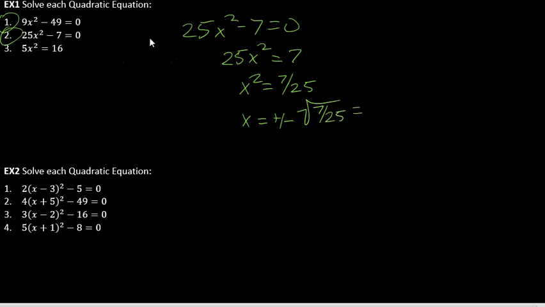Use the quotient law of radicals. We have plus or minus the square root of 7 over the square root of 25. Square root of 7 can't be simplified any further, so that stays square root of 7. Square root of 25, however, is going to be 5. So our answer would be plus or minus square root of 7 over 5, or we would say that x1 equals the square root of 7 over 5. Okay? So let's go ahead and move on to number 3.